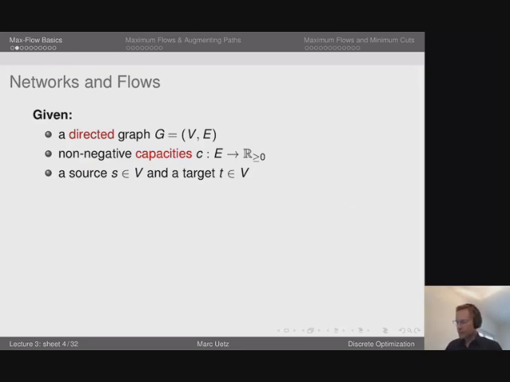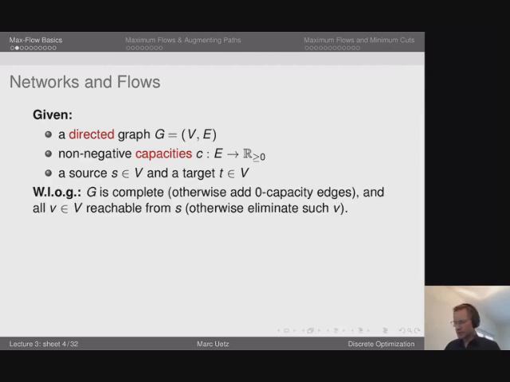Now, as a matter of fact, we can assume without loss of generality that the graph is complete, so all the edges are there, because otherwise we could just as well add zero capacity edges without changing the problem. We can also assume without loss of generality that all the vertices are reachable from S. Otherwise, we could as well eliminate such vertices. Now, what is the definition of a flow in a network?